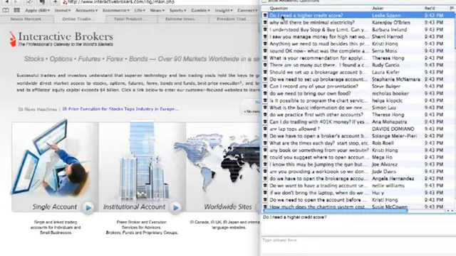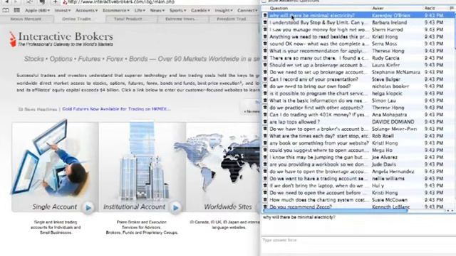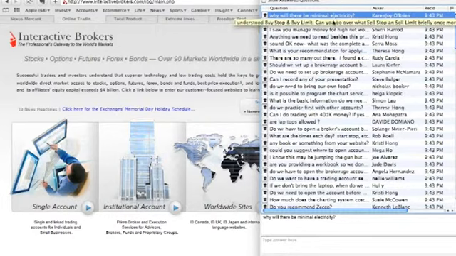Do I need a higher credit score? No, you need a credit limit on your credit. Why will there be minimum electricity? Well, there's going to be 500 people, so where are you going to plug the computer in if you're in the middle of a ballroom? There's just not going to be any outlets there.